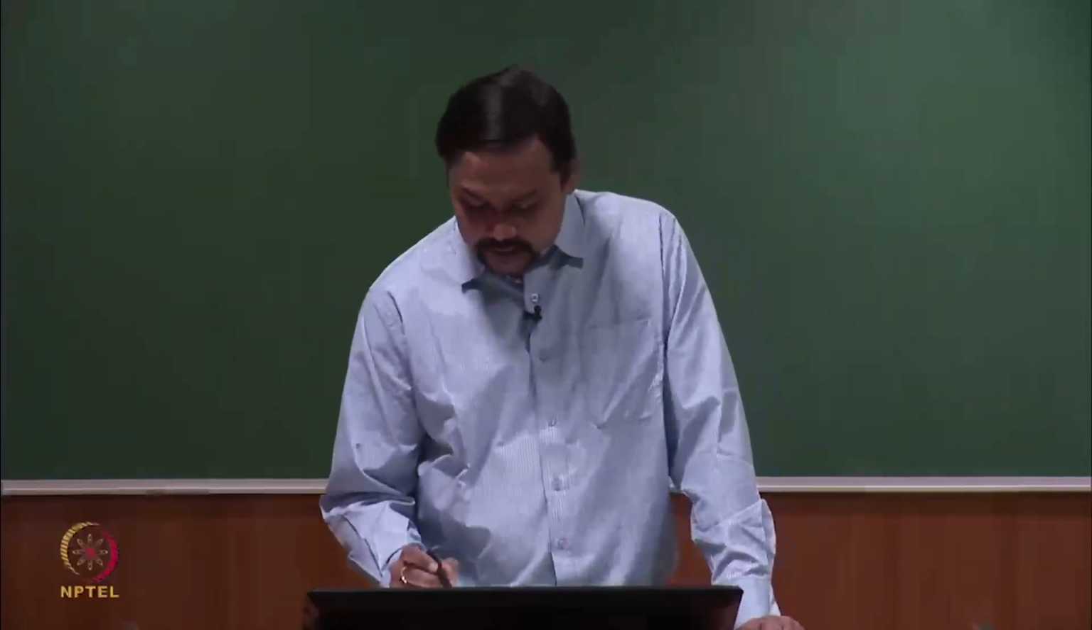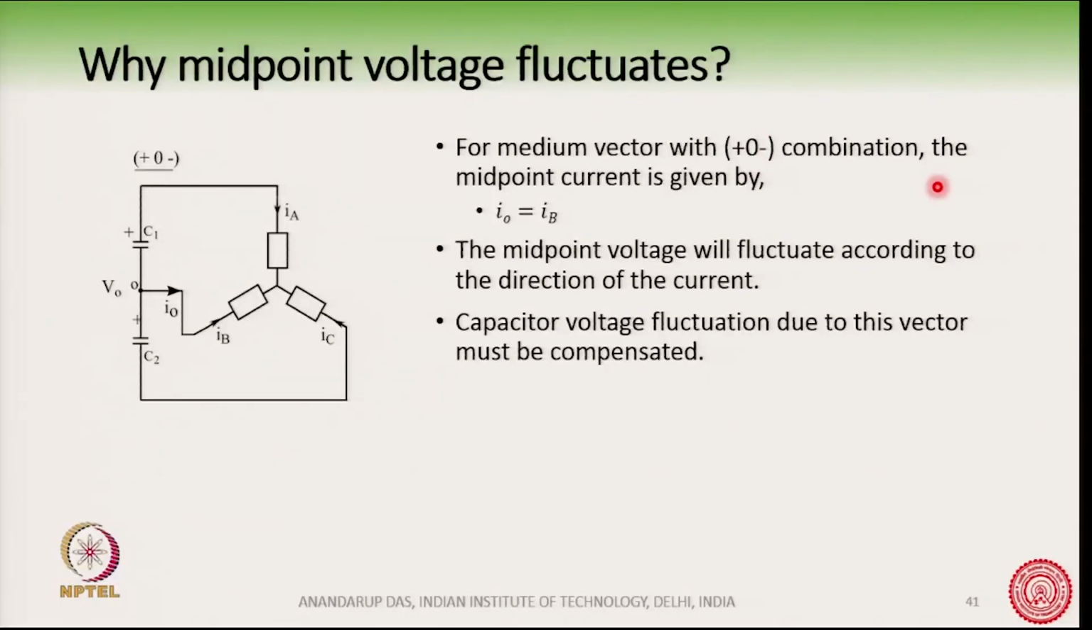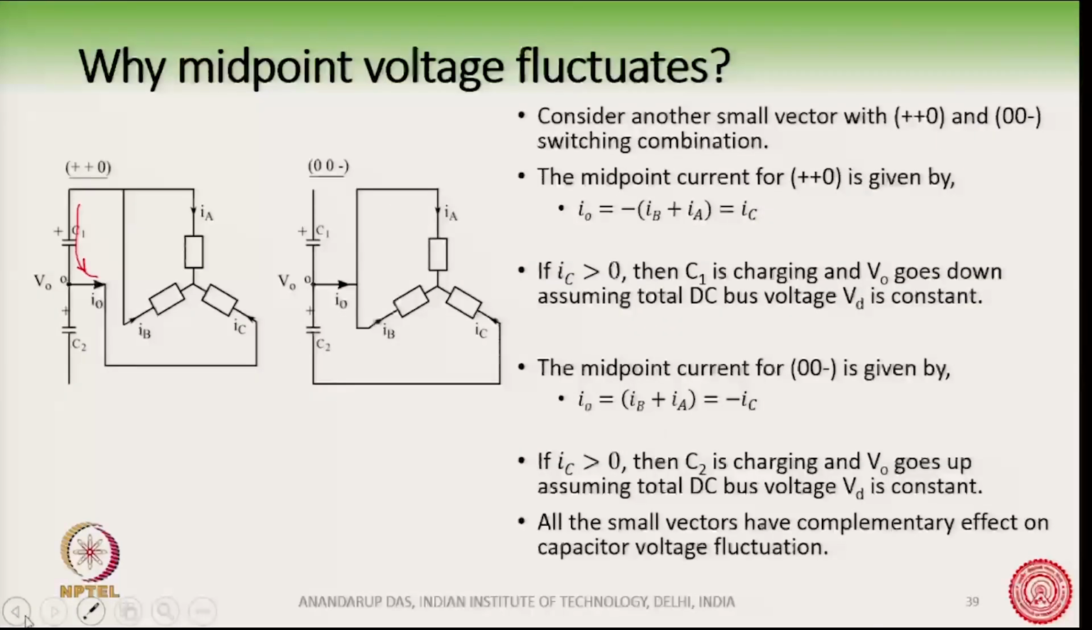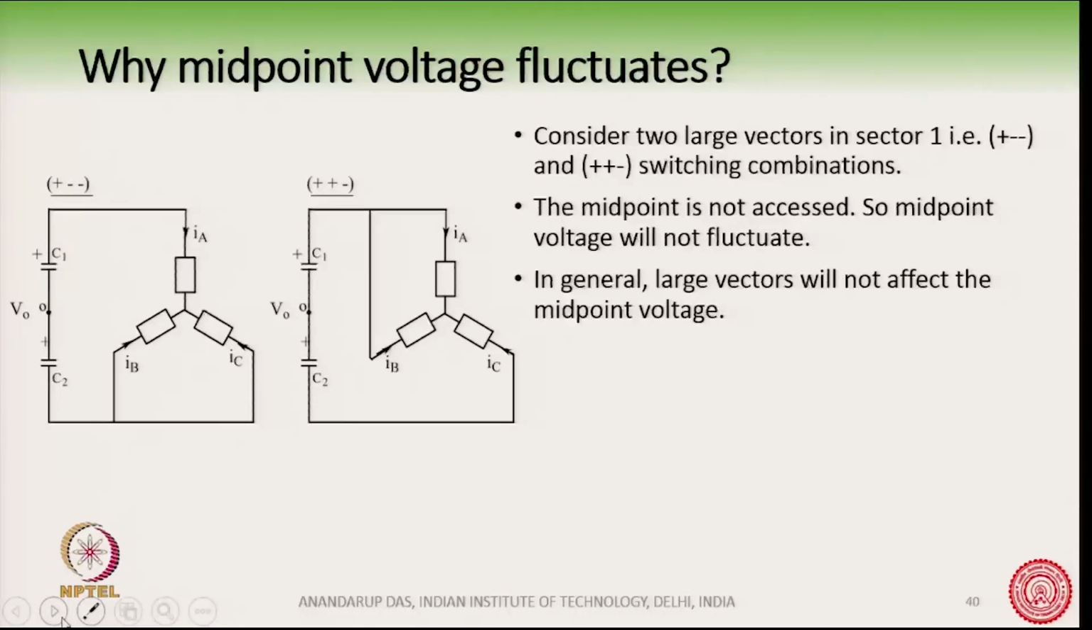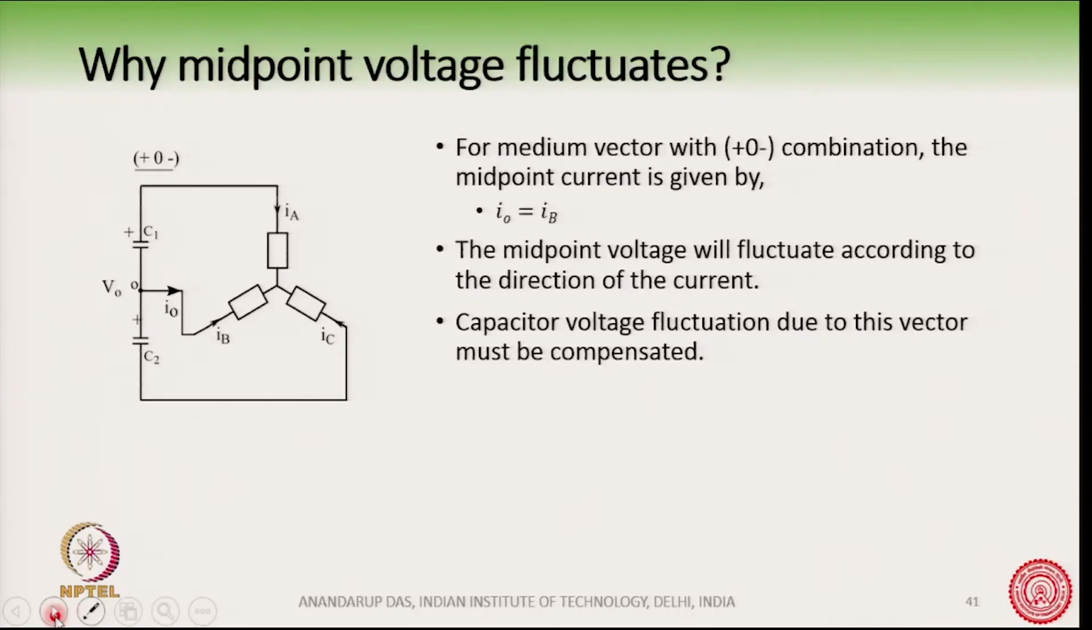Let us take this plus 0 minus combination. The medium vector is this one on the space vector diagram. So, what is its effect on the midpoint voltage? With plus 0 minus we see that a 0 is accessed here. So, of course, this means that there will be a fluctuation. In plus 0 minus, A phase is connected to plus, B is connected to 0 and C phase is connected to minus. And so, the midpoint current is given by the phase current B. Whatever the magnitude and direction of the B phase current, the midpoint voltage will fluctuate accordingly.